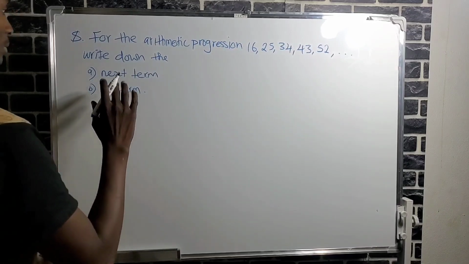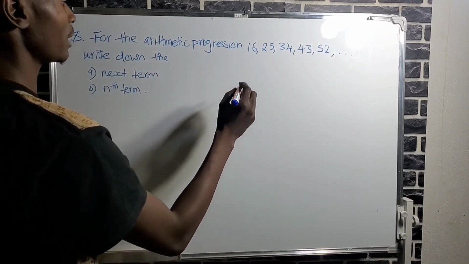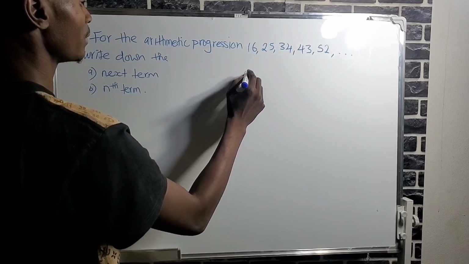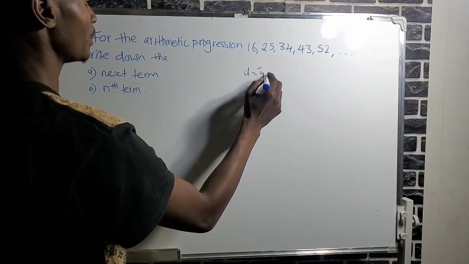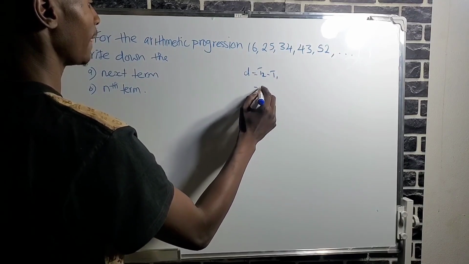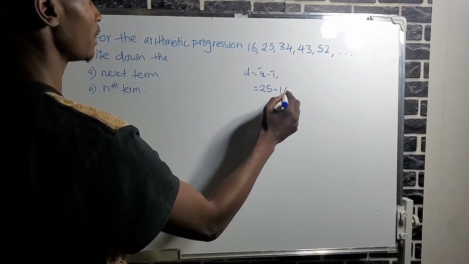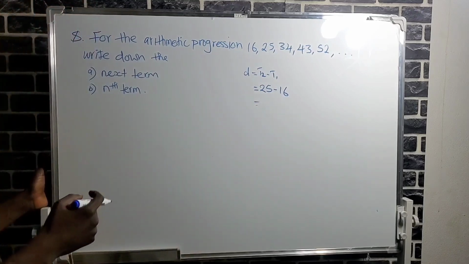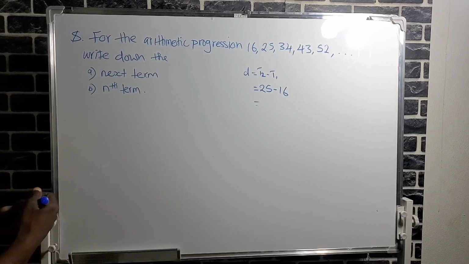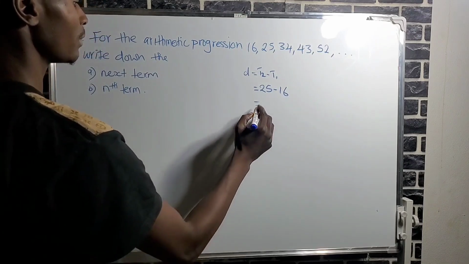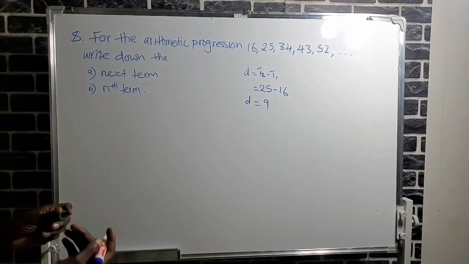Now, since this is arithmetic progression, there is what we call common difference, which is d is equal to T2 minus T1. Okay, T2 is 25, T1 is 16. So when you subtract, 25 minus 16, we are going to have 9. So common difference is 9.